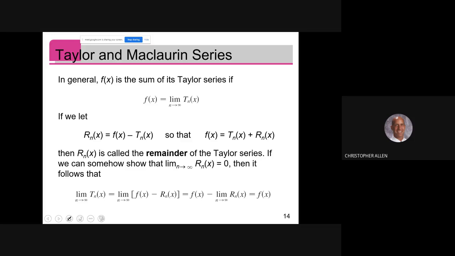All right, so in general, f of x is the sum of its Taylor series. Here's how you could write that. If we let the remainder equal the function minus the Taylor polynomial, maybe I should write that in. Remainder. That's what this is. This is the actual function.